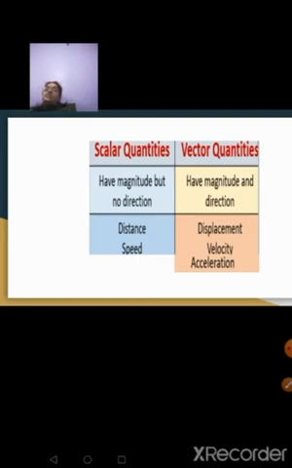Acceleration, change in velocity upon time. Whenever I tell you velocity is just talking about a speed in a particular direction, from the definition itself you can make out what is a vector quantity. Speed in a particular direction is what is called your velocity. So anything that talks about a magnitude and direction is what is called your vector quantity. So your displacement, your velocity, your acceleration, they all fall under the category of vector quantities. Clear? Next.